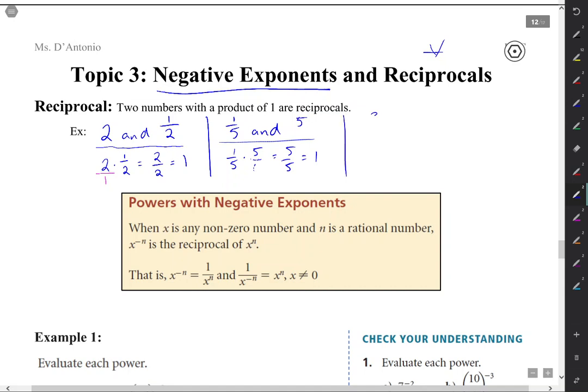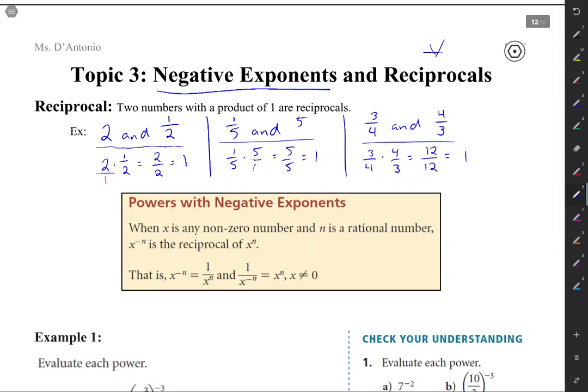And finally, if we had 3 over 4, the reciprocal of that would just be flipped, so it would be 4 over 3. Because if we multiplied these two together, we would get, well, 3 times 4 is 12, and 4 times 3 is 12. So our final answer would be 1 if we reduce that. So all of those are reciprocals of each other.